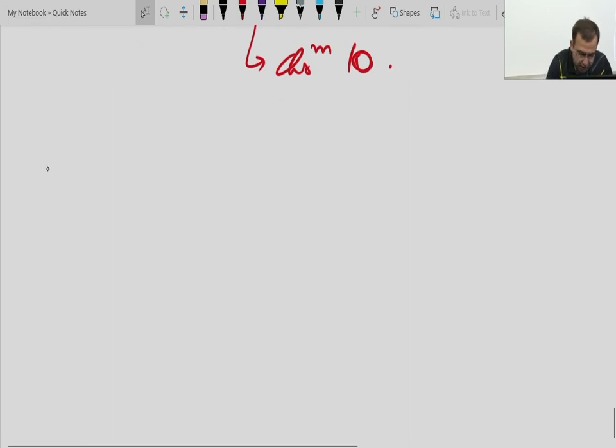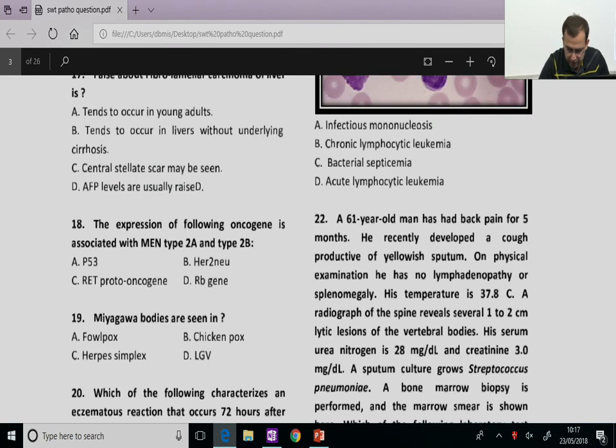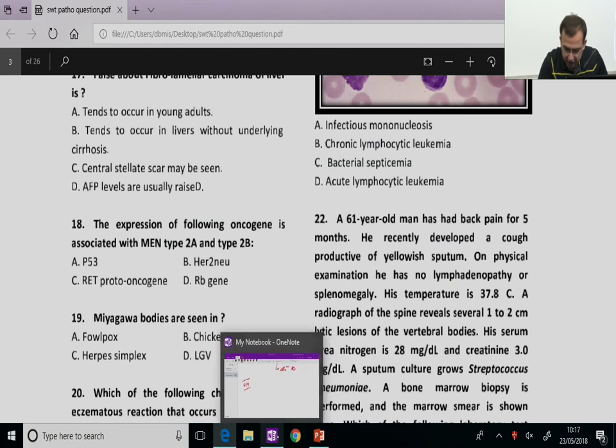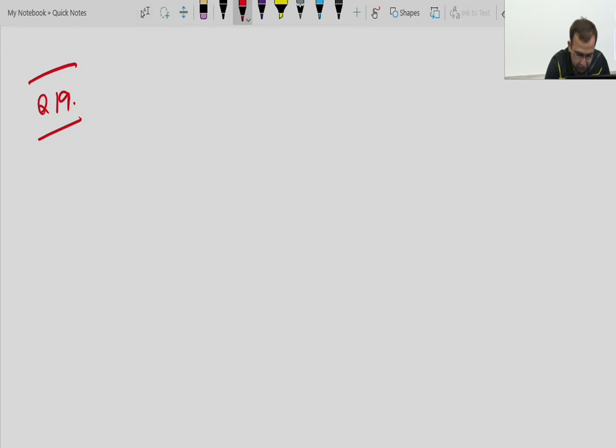Next, this gets us to question 19. Miyagawa bodies are seen in LGV. This is a factual question, more from micro, that they are seen in LGV. Before we go further, let us have a look at the various bodies with diseases associated.